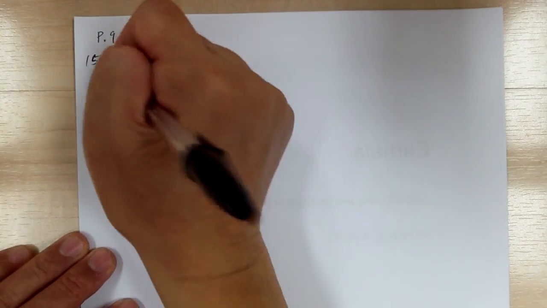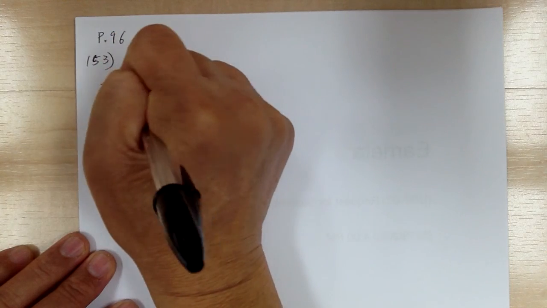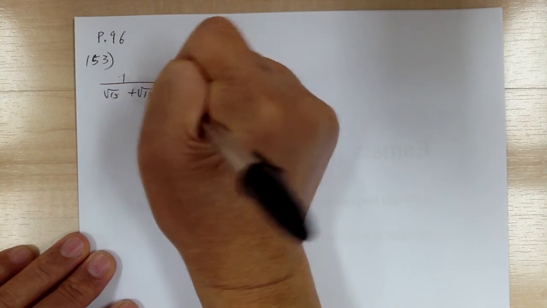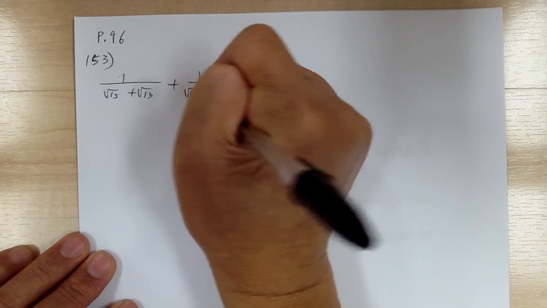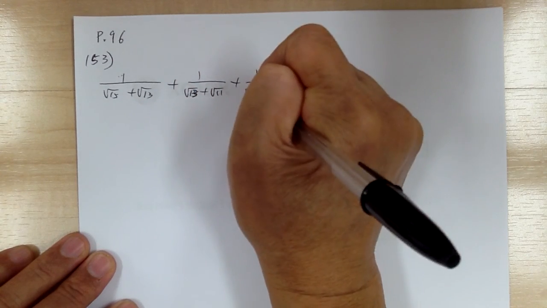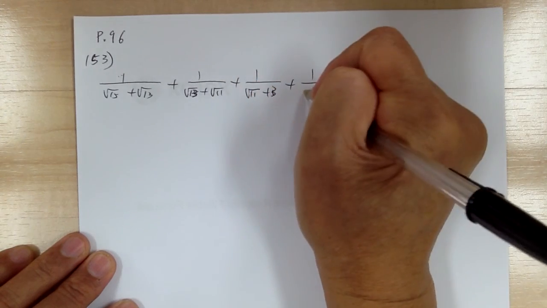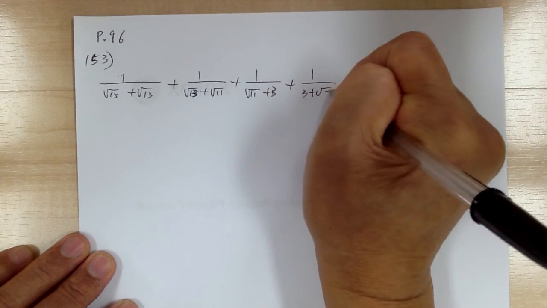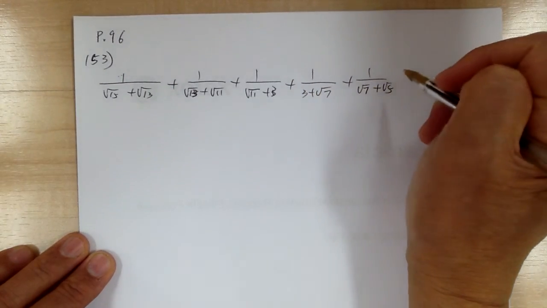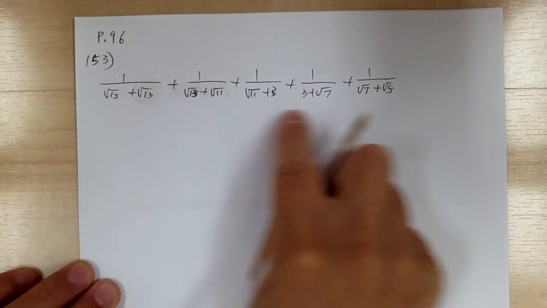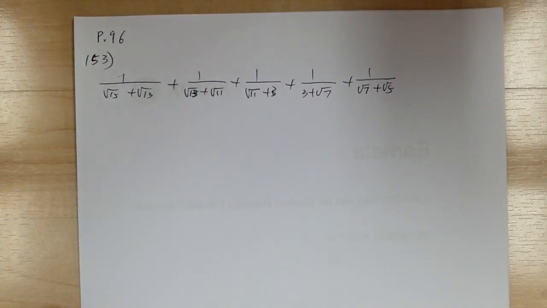Okay, number 153, you have 1 over square root of 15 plus square root of 13, plus 1 over square root of 13 plus square root of 11, plus 1 over square root of 11 plus 3, plus 1 over 3 plus square root of 7, plus 1 over square root of 7 plus square root of 5. Okay, so again, whenever you have a long problem like this, there's a pattern, so look for the pattern and look for the trick.